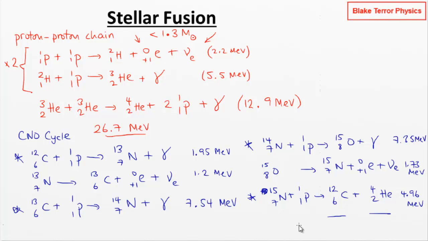We've got 2 positrons that have come out in the same way as we had 2 positrons in the proton-proton chain. Remember, we're doing this first step twice here. So those 2 positrons will annihilate with electrons, give us the photons from those, and we end up with the same 26.7 MeV again when you add it all up, because we've done the same thing.